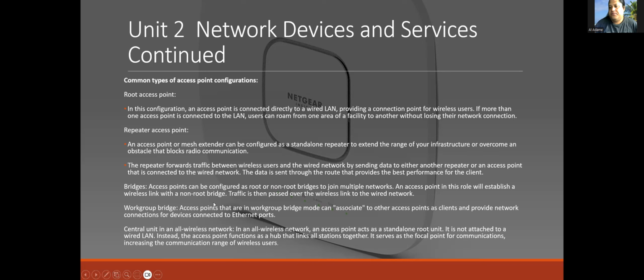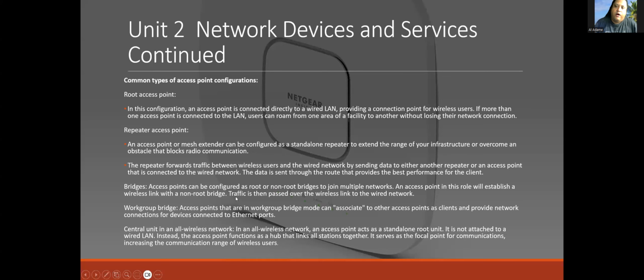Workgroup bridge. Access points that are in a workgroup bridge can associate to other access points as clients and provide network connection for devices connected to Ethernet ports. So it works a little backwards here. You can essentially hook up stuff to this and have it set to workgroup bridge mode, and those get network connection. So it's just taking signal and pulling it this way essentially.